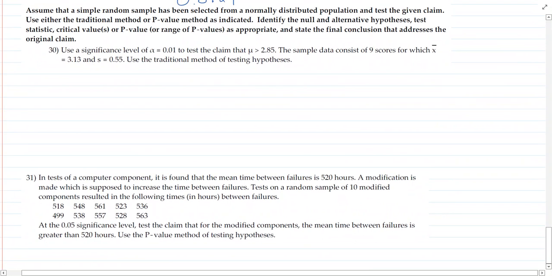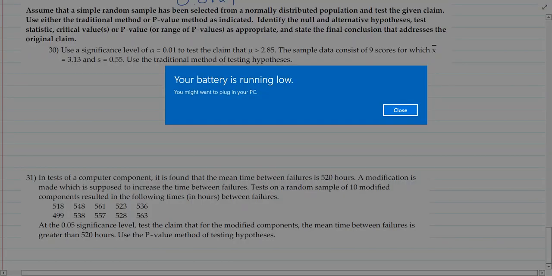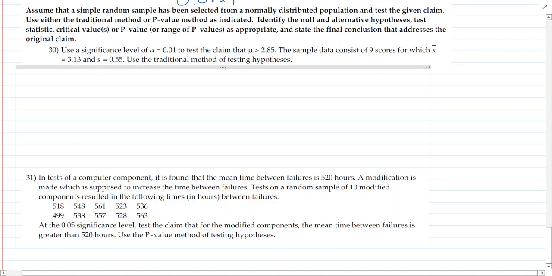Assume the simple random sample has been selected from a normally distributed population, and so forth. Use a traditional method or a p-value method, as indicated, to identify the null and alternate hypotheses, a test statistic, critical values or p-value as appropriate, and state the final conclusion. This is the entire package for 30. So let's see what we've got. Oops, just a second. I got to plug in my computer.